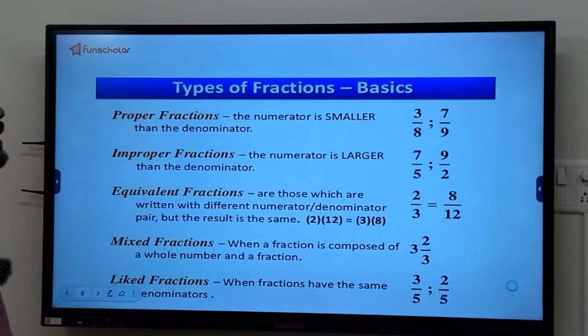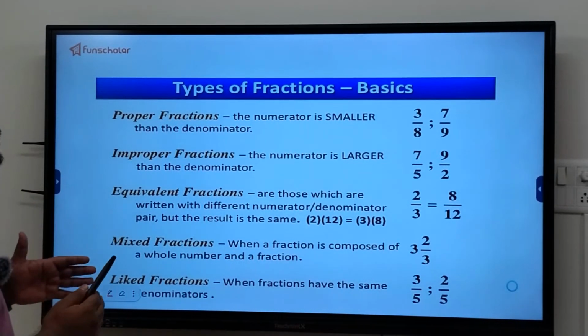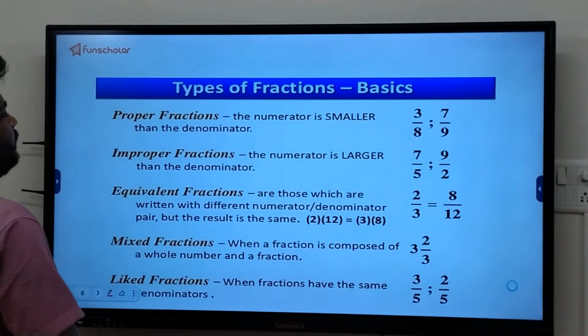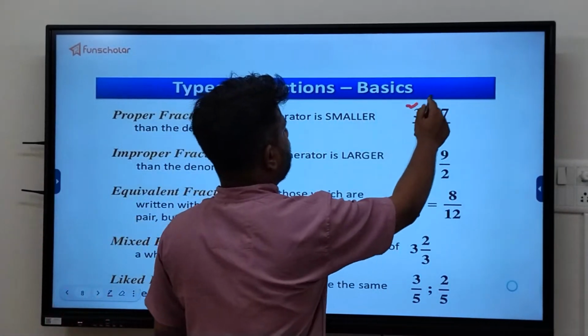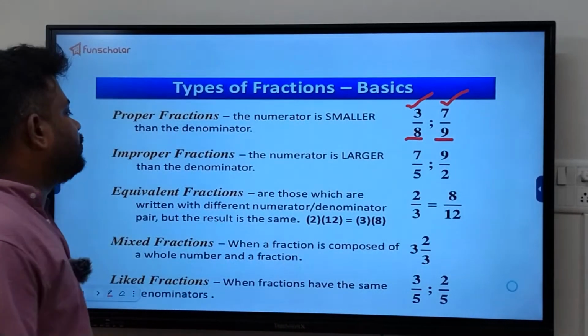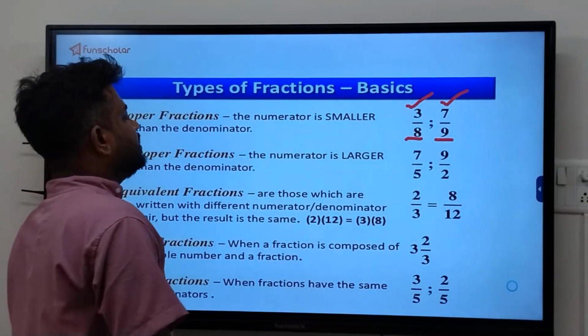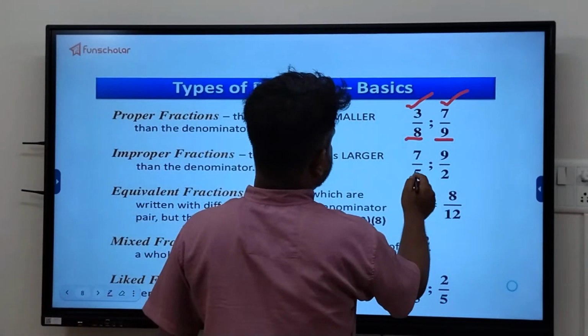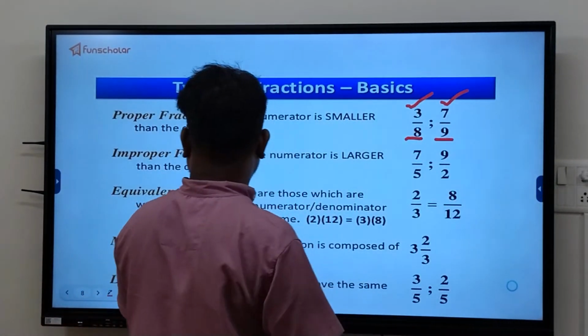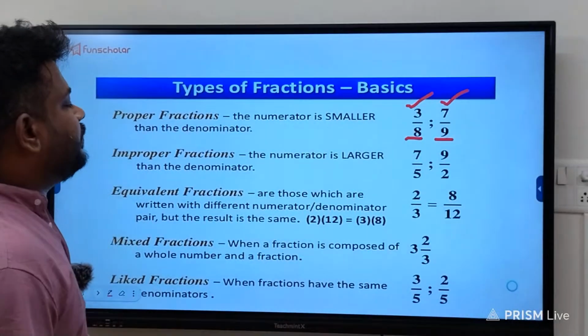Here we are trying to learn about the types of fractions. First of all is the proper fraction, where the numerator is the smaller one and the denominator is the bigger one. Then comes the improper fraction, where the numerator is larger than the denominator, just like 7 is larger than 5, 9 is larger than 2. Then comes the equivalent fractions.